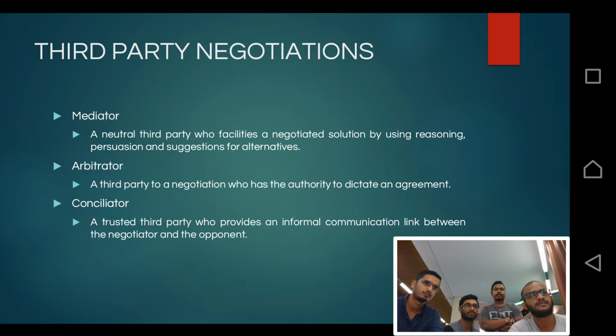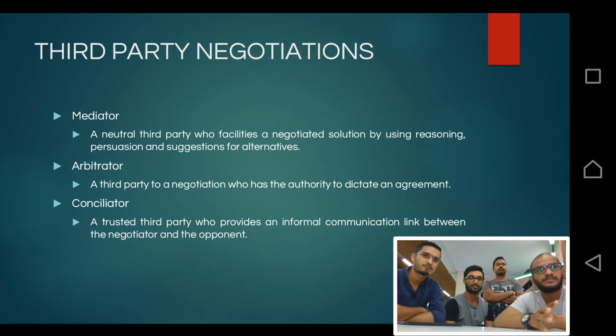The second role is the arbitrator. Arbitration can be voluntary or compulsory. In other words, it is requested by the parties or forced on the parties by law or contract. The big plus of arbitration over mediation is that it always results in a settlement.